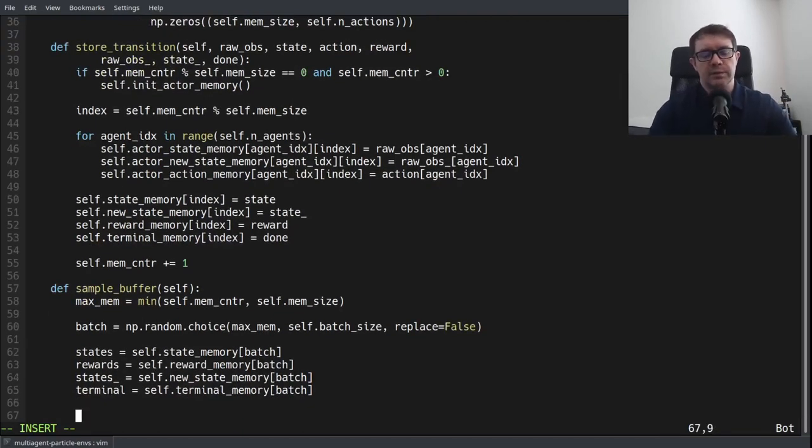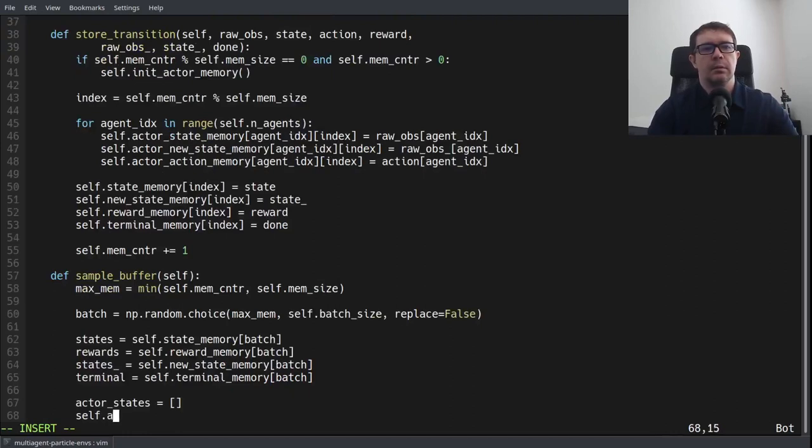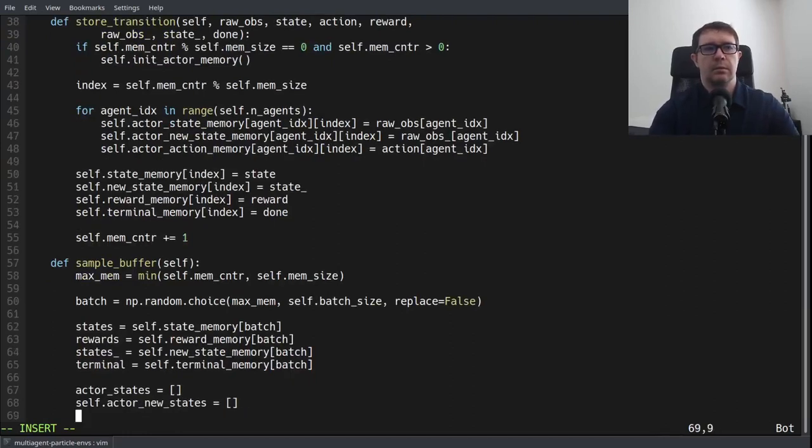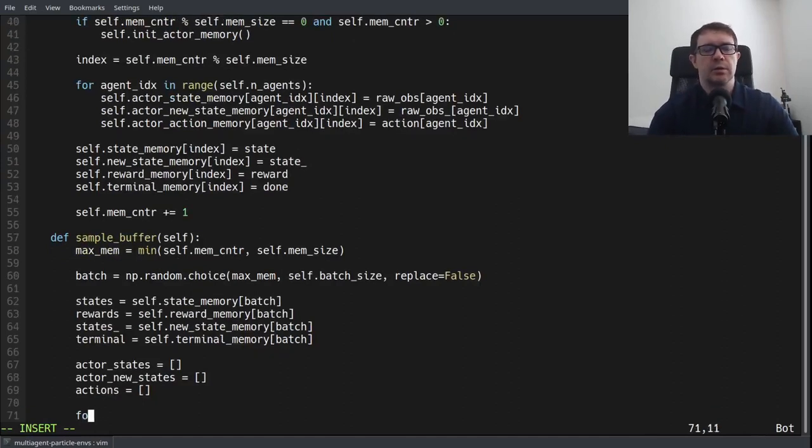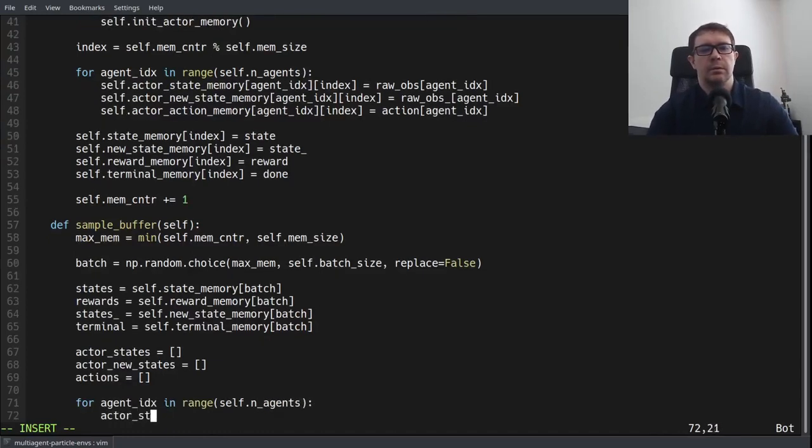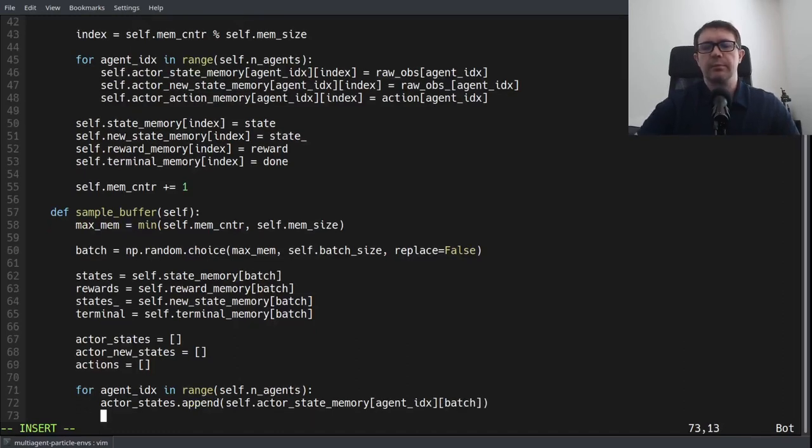Now we have to handle the states and actions for our actors. I don't need a self there, sorry. Actor states, new states, and actions. So we want to reference the appropriate memory for our agent and then append it to a list that we're going to pass back to the main program.